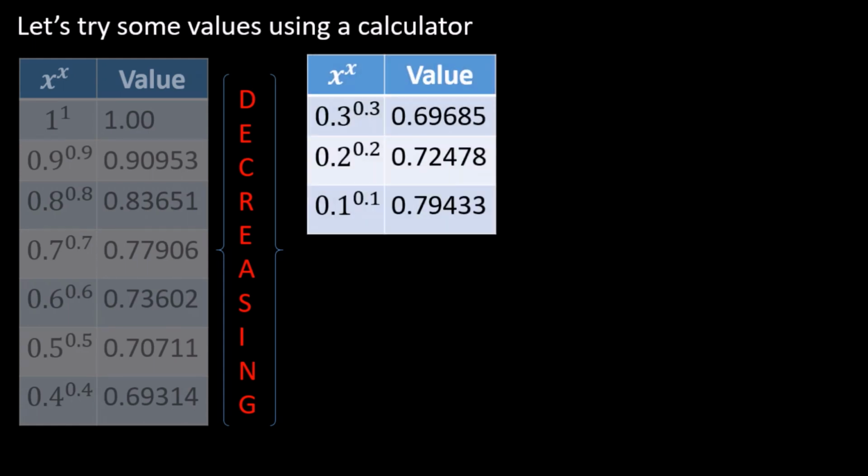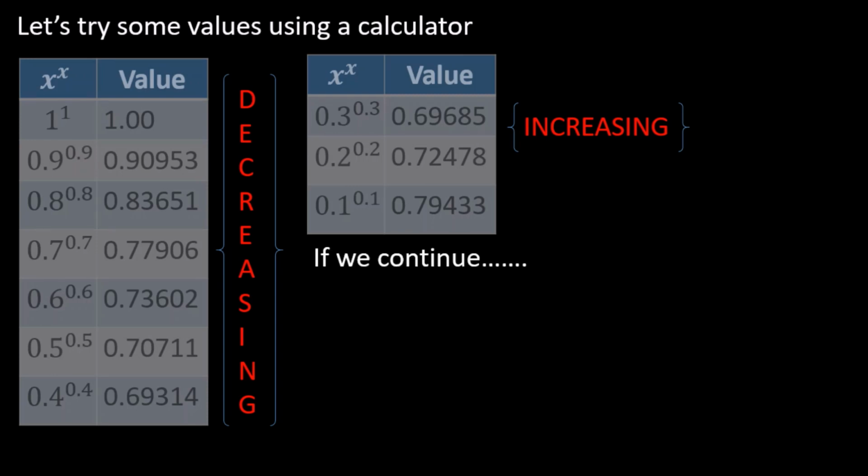So let's continue finding the values of x to the power of x. Now we stop at 0.4 to the power of 0.4. Let's continue with 0.3 to the power of 0.3. Now the answer for this one is 0.69685. For 0.2 to the power of 0.2, the answer is 0.72478. Now for 0.1 to the power of 0.1, the answer is 0.79433. Now, notice a significant change in the behavior of the value. It is now increasing from 0.69 until it becomes 0.79. Now, what is the point of doing this? Now, let's get smaller and smaller.